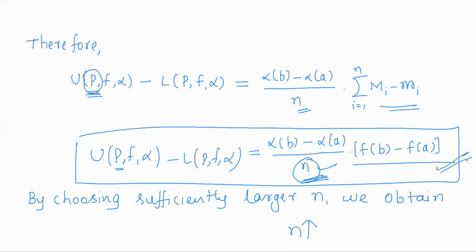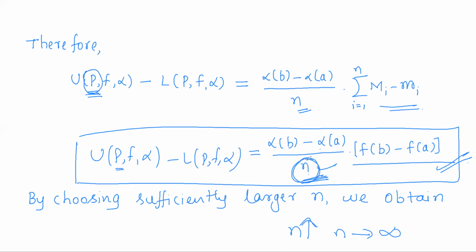Now choose n to be sufficiently large. Take n to be a crore, a million, a trillion, like this. Just increase the value of n, or take n to infinity. As n becomes larger and larger, for that positive integer also, there exists a partition P with this property.